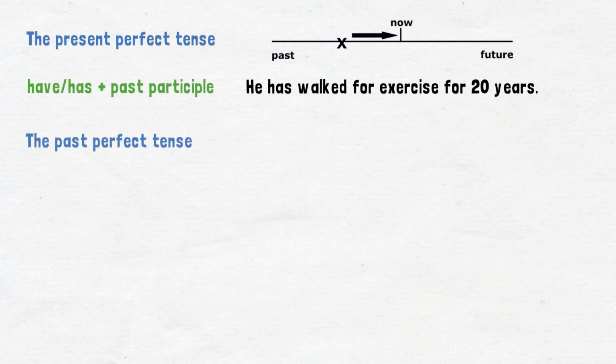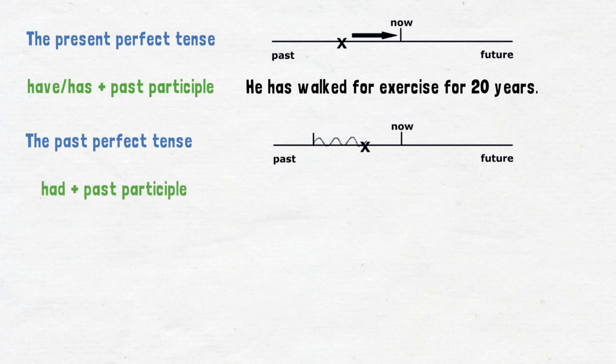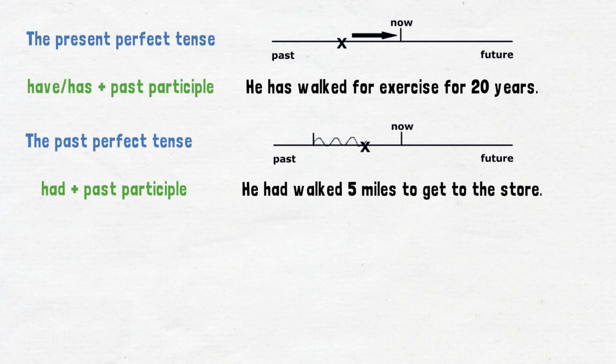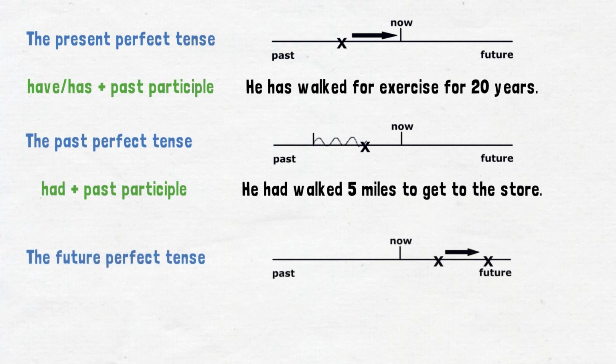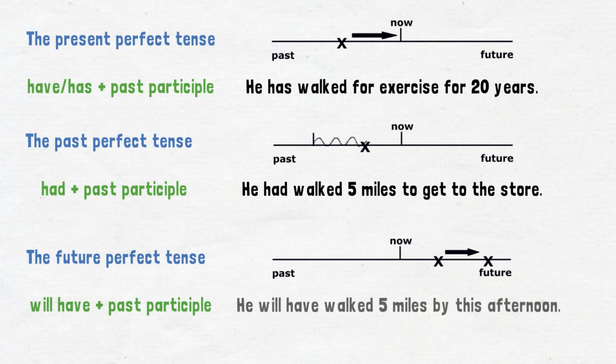The past perfect uses the past participle and had to indicate a past action that took place before another action. For example, he had walked 5 miles to get to the store. The future perfect uses the past participle and will have to indicate an action that will be completed at a specific time in the future. For example, he will have walked 5 miles by this afternoon.